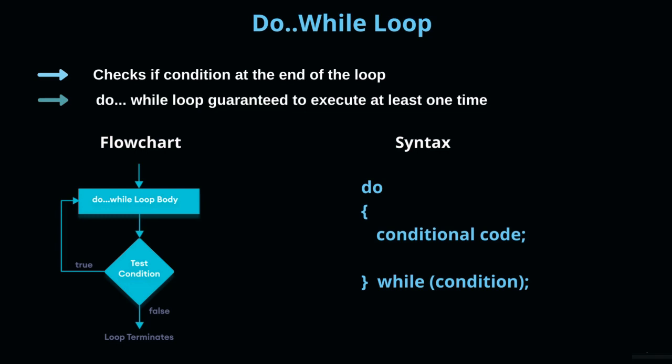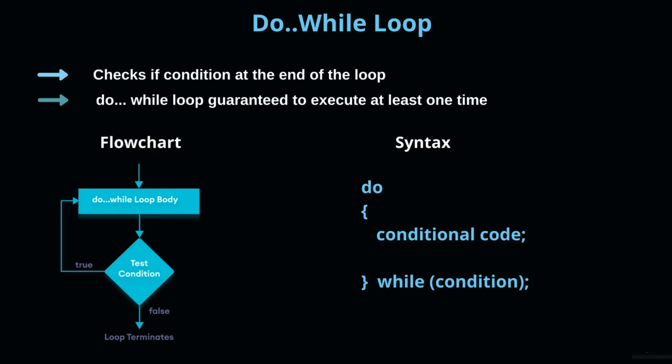As you can see here, it's do, then the code, and after the code, in the while you can add the condition. That must be terminated with a semicolon also, that is mandatory. So here is the code block and then a condition. If false, it will get terminated. If true, it will keep on executing.